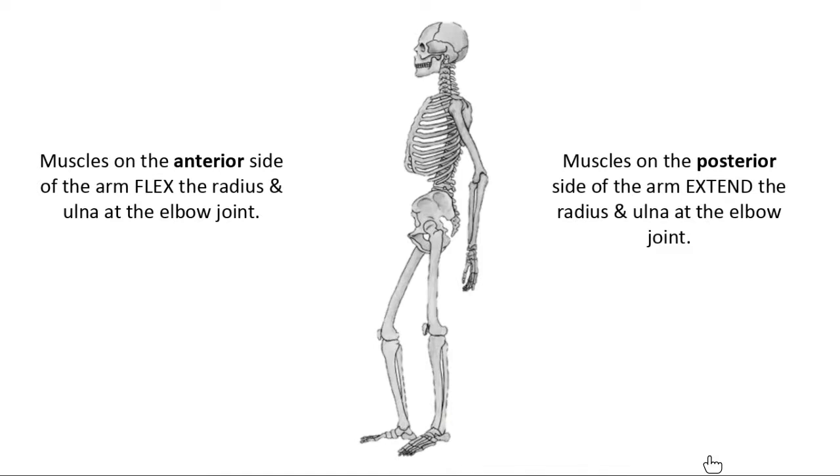Let's talk arms. There are two major areas, actually three, I guess, major areas that we need to know movements around. We need to know movements around the shoulder, that's the glenohumeral joint. We need to know movements around the elbow, that's things like the humero-ulnar joint and the humeroradial joint. And then we need to know movements around the wrist joint. So we're going to start here at the elbow joint. When we talk about the elbow joint, all we need to know here is flexion and extension.